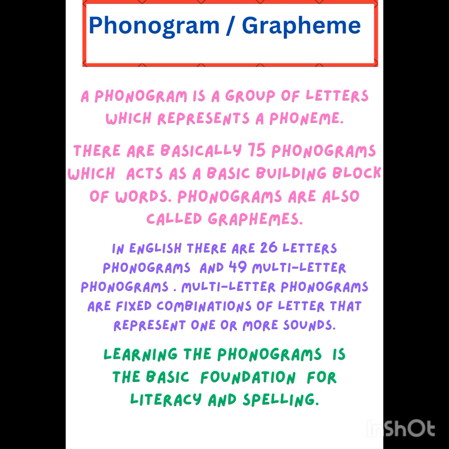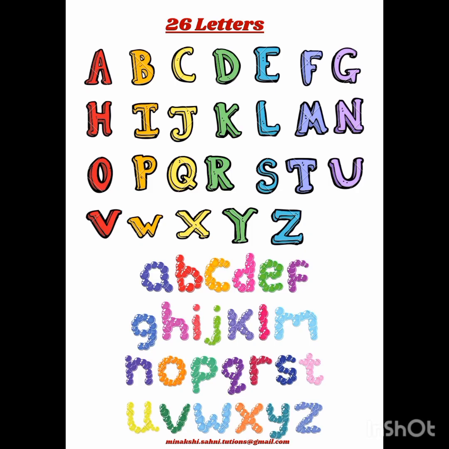Learning phonograms is the basic foundation for literacy and spelling. It is very important to learn what phonograms are, how to understand a particular sound, and how to write that sound in terms of making a spelling or a word, how to use those phonograms in terms of the sounds that you have understood and write them in the form of a word. So we all know that there are 26 letters in the English alphabet, that is A, B, C, D, E, F, G, H. I'm not going to bore you with this.